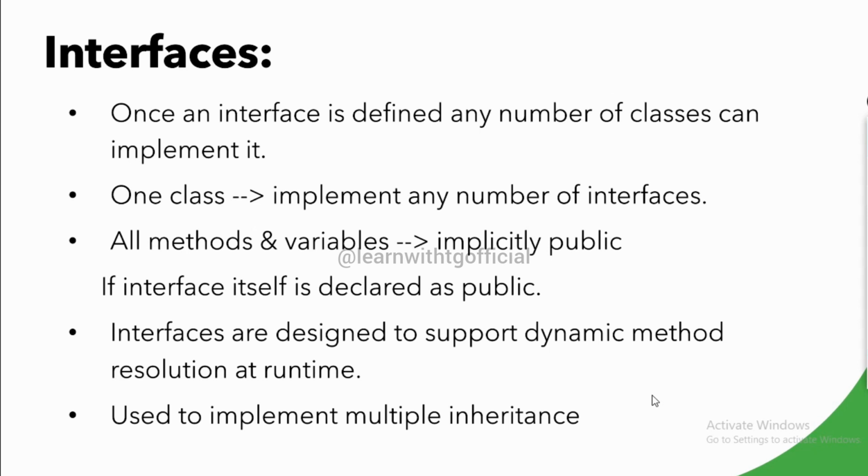Once an interface is defined, any number of classes can implement it. One class can implement any number of interfaces. All methods and variables are implicitly public if the interface itself is declared as public. Interfaces are designed to support dynamic method resolution at runtime. Through interfaces, we disconnect the definition of a method or set of methods from the inheritance hierarchy. They are mainly used to implement multiple inheritance in Java.